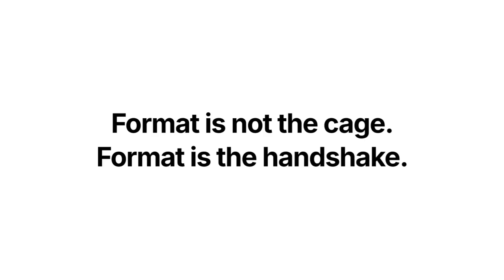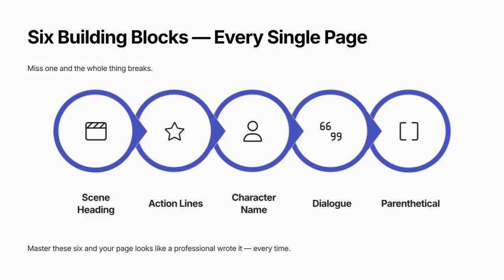So now you know format is a clock, but knowing the rule and actually building the page correctly are two very different things. Let me show you exactly how a page is built, piece by piece. Every screenplay page has 6 building blocks. Miss one and the whole thing breaks. Start at the top. Scene headings: INT or EXT, location, day or night. That is it. 3 elements, always capitalized, never a full sentence.